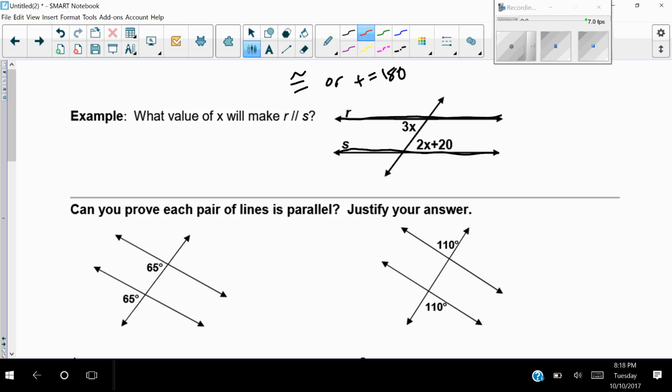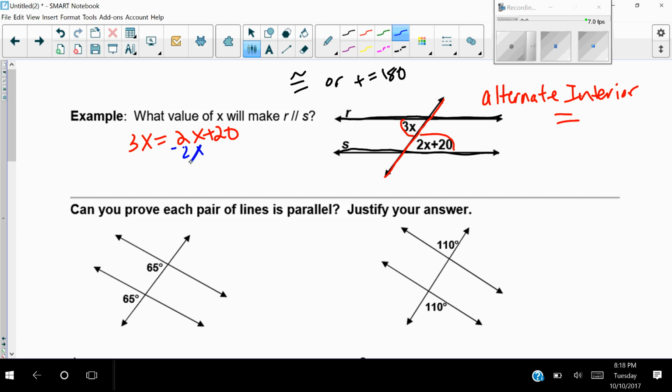So let's look at these. They are alternating. One is on the left-hand side, and one of them is on the right-hand side of my transversal. So alternating, they're both in between my parallel lines. These are alternating, and they're both interior angles. And alternating interior angles are equal. You're going to say, well, 3x has to equal 2x plus 20. And we're going to solve for x because it says what value of x will make them parallel. You set them equal. Minus 2x on both sides. So we're going to be left with x equals 20. X has to be 20 in order for them to be parallel lines.